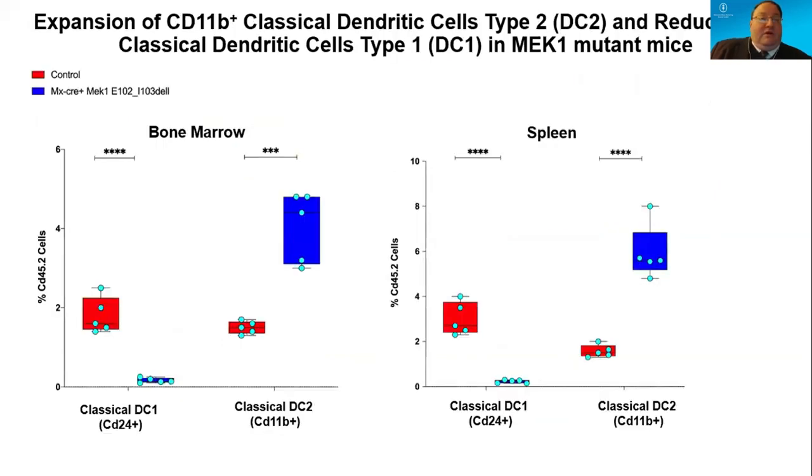When looking at the classical dendritic cells, there's classical dendritic cell type 1, which are CD24 positive dendritic cells in mice. These are within lymphoid organs such as bone marrow and spleen. And then there are classical dendritic cell type 2s, or CD11b positive dendritic cells, and these were expanded in the bone marrow and the spleen of our CRE positive MEK1 mutant mice compared to our littermate controls. The littermate controls are in red, and the experimental or CRE positive mice are in blue.